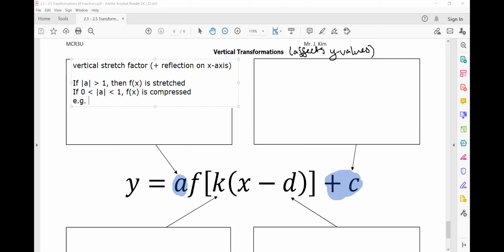Here's an example of how we are going to talk about it. If x to the power of 2 has been transformed into 1 over 2, x to the power of 2, we would say that this has been compressed. So we say this is a vertical compression. That's what's happening to the graph visually, by a factor of, what am I multiplying to the Y values? By a factor of half. We're multiplying half, so we say a factor of half.